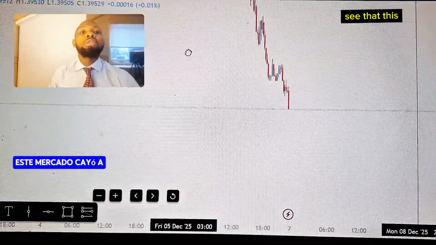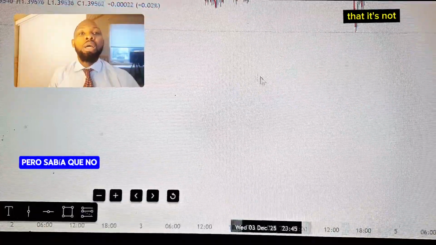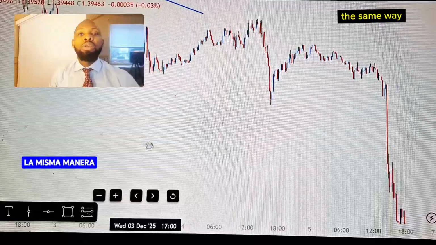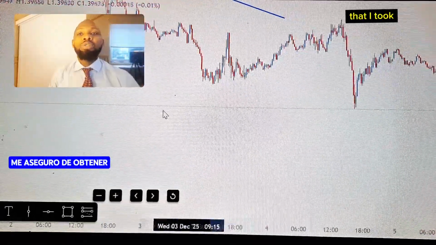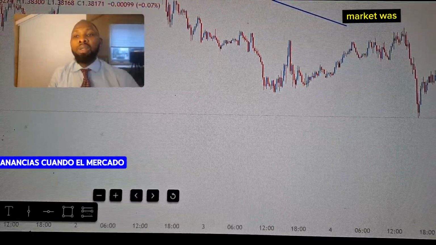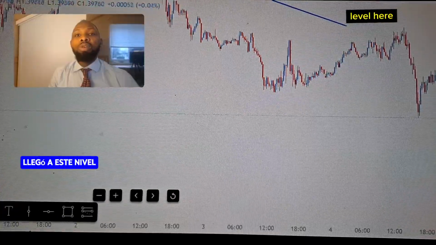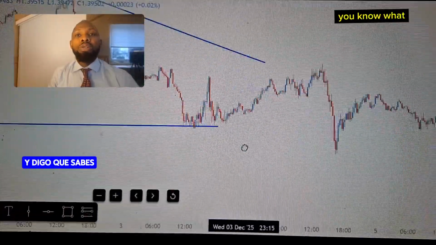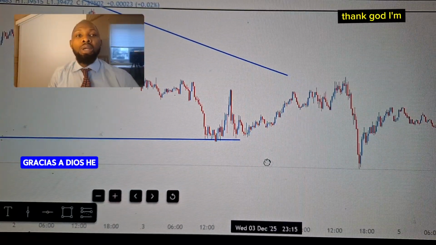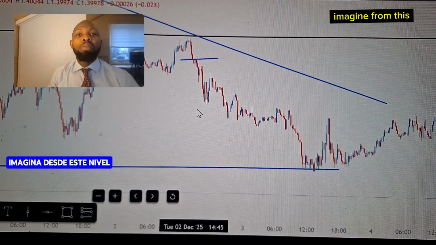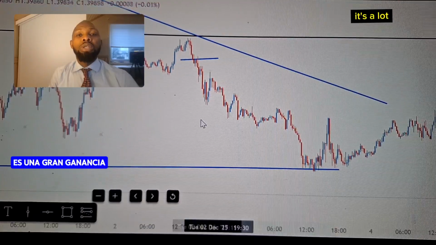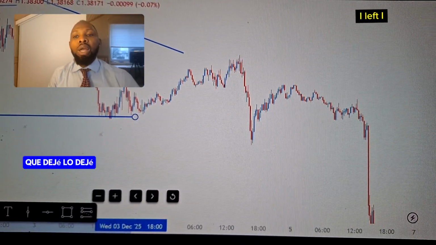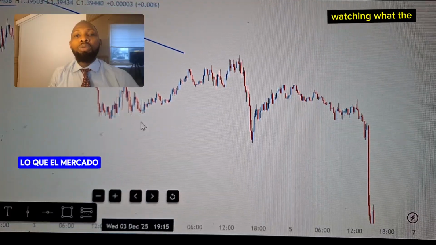You can see that this market dropped to this zone, but I knew that it's not going to make it in the right way. So I made sure that I took profit when the market came to this level here. That's where I took my profit, and I said, you know what? Alhamdulillah, thank God, I'm done. Imagine from this level to this, it's a lot of profit. I took this profit and I said, I'm done. So I left it, but I'm still watching what the market is going to do.